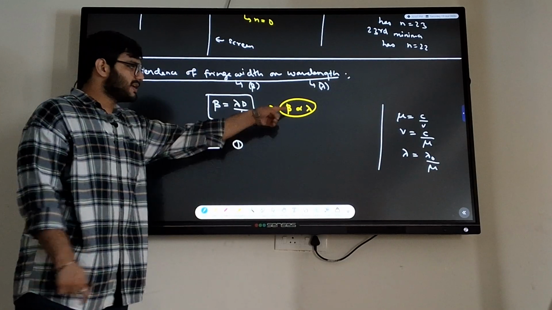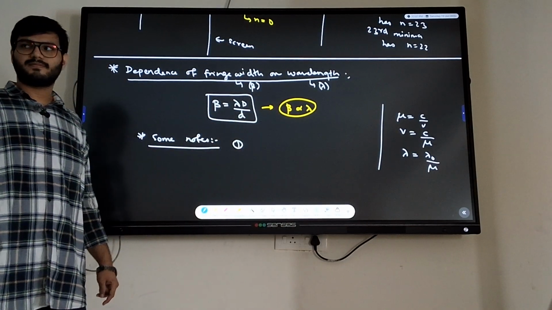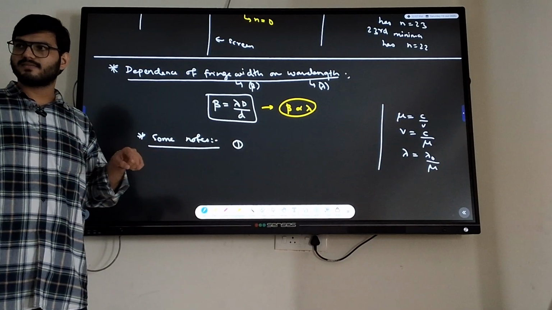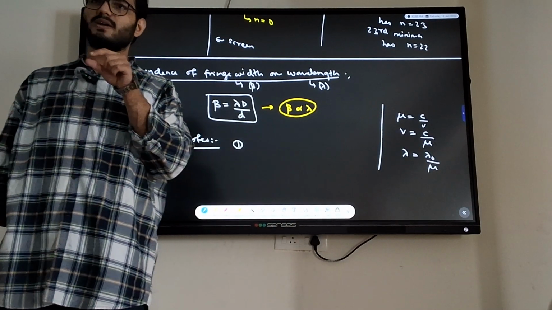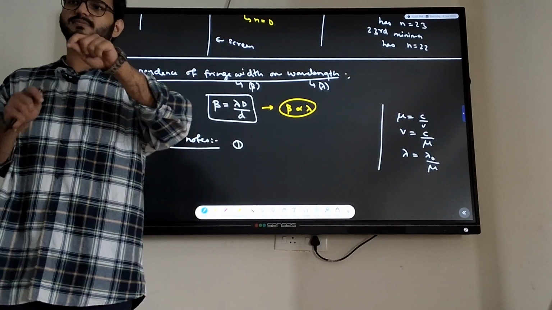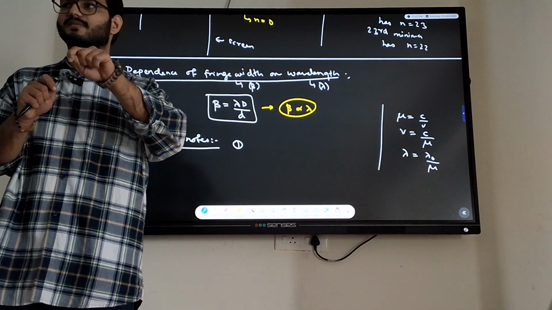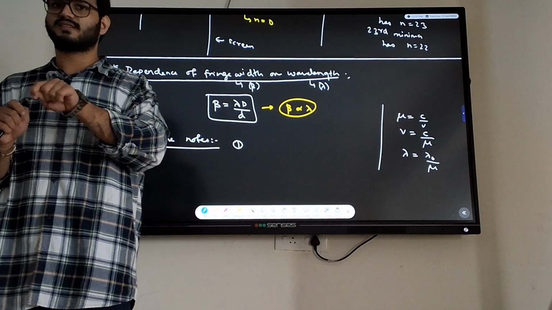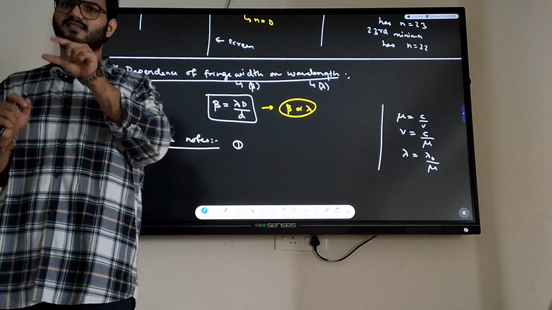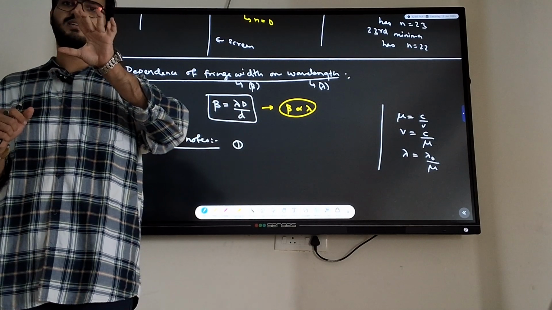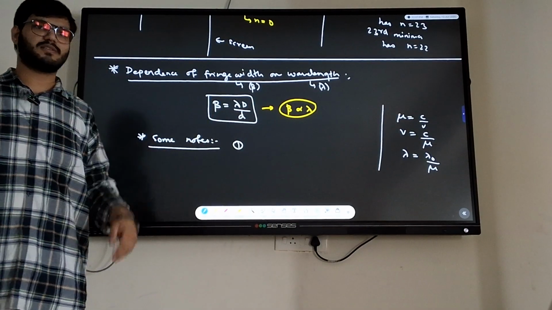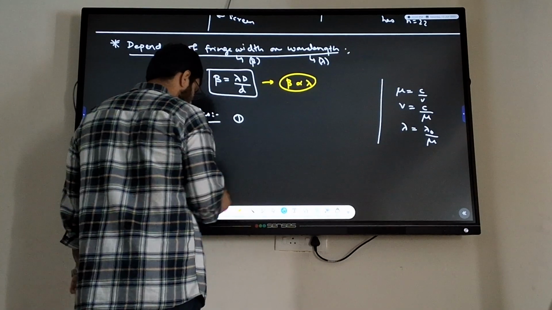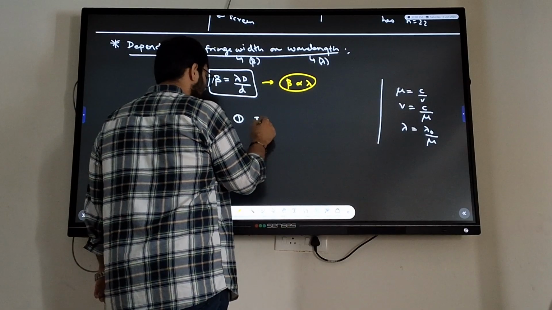So what will happen to beta then? That will also get decreased. And do you understand what will happen then? What does the beta represent? Beta is the distance between two successive bright fringes or two successive dark fringes. That distance gets decreased. That means the whole pattern gets shrunk. Yes, that is what is happening if you put it inside a liquid. So let me write it in YDSE experiment.